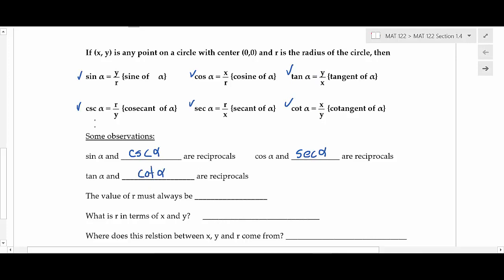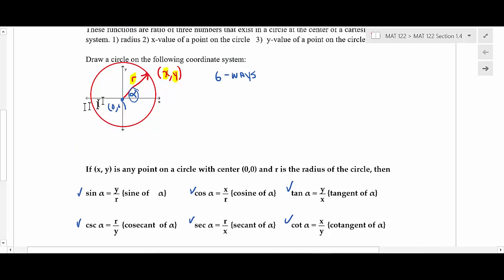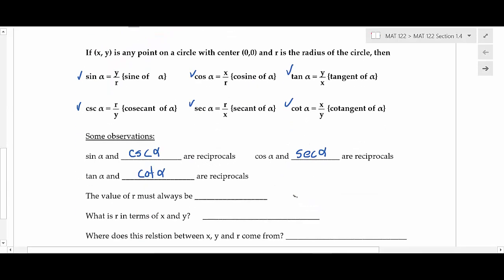So one of the things you want to do is you want to memorize the definitions of your 6 trig functions, know where they come from, how they relate to x, y, and r, and it's nice to know what the reciprocals are. Okay. Now r, if you look at the diagram, r is a radius. So since r is a radius, it is a distance, therefore it has to be a positive number. That's another important thing to know.